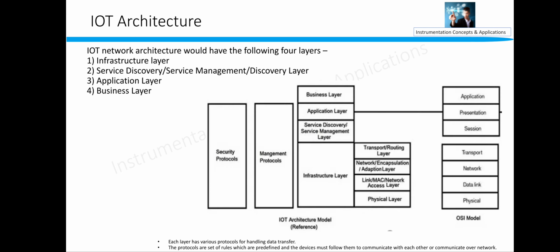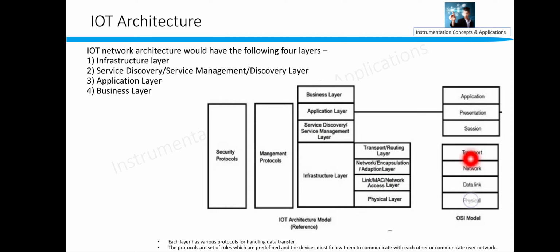Before that, IIoT is the Industrial Internet of Things. So the bigger figure is IoT. It's not related with the industry; it's for other industries also, that is Internet of Things. So basically, Internet of Things network architecture would have the following four layers. This is the infrastructure layer, the service discovery, service management layer, application layer, and business layer.